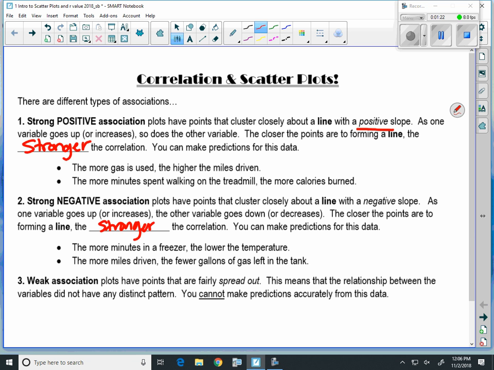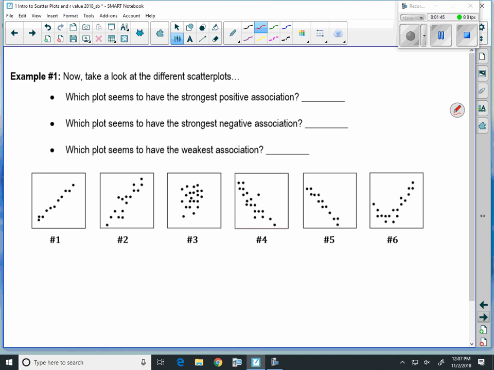So if it's strong, it's going to look a lot like a line. If it's weak, there's going to be dots everywhere. With a weak association, you cannot make predictions from that type of data. If it's weak and it is just points all over the graph, you can't make any prediction of what's going on. Now, let's talk about these different graphs.